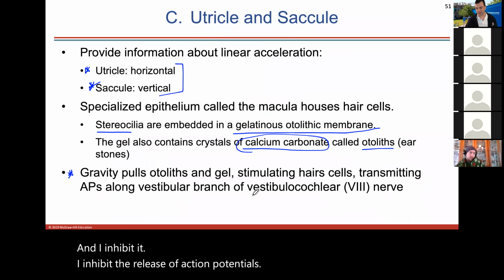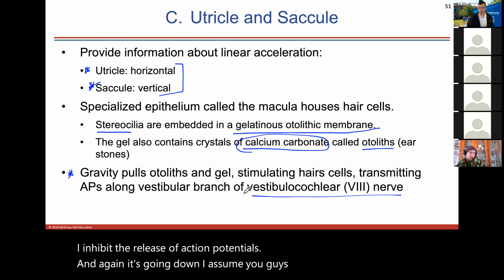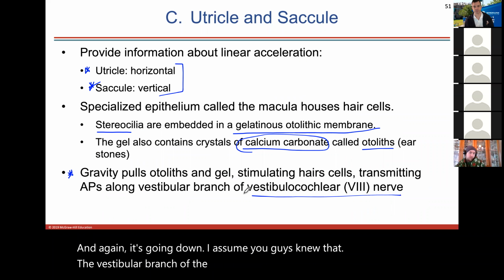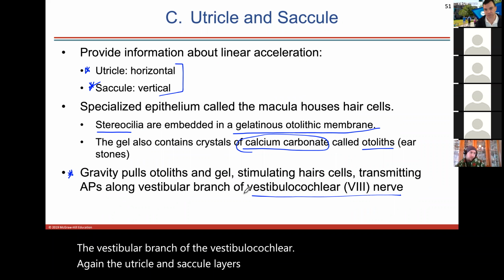And it's going down the vestibular branch of the vestibulocochlear nerve, I assume you guys knew that. Again, the utricle and saccule are within the vestibule.